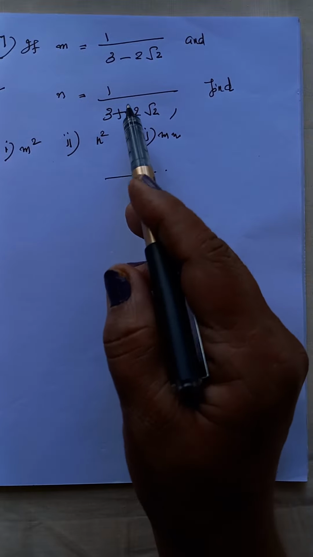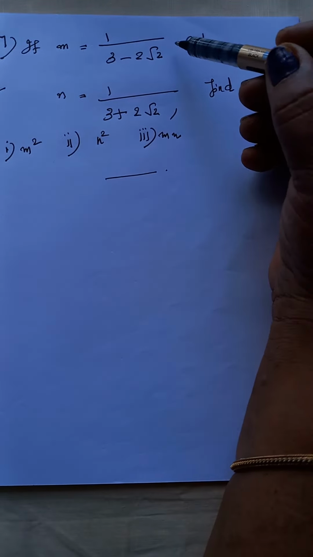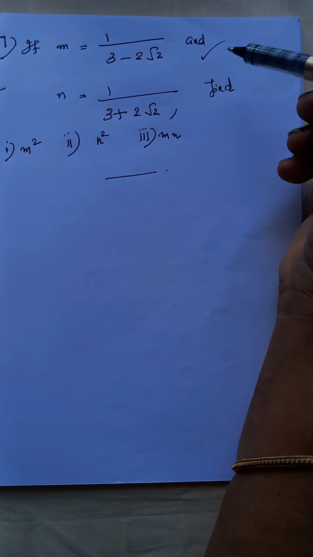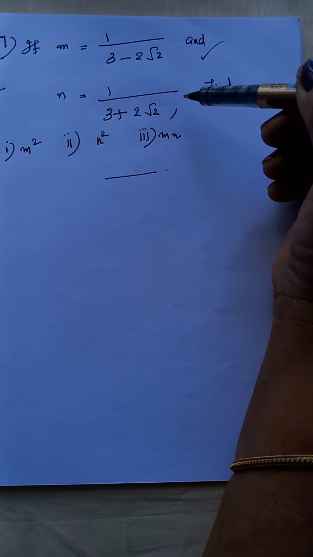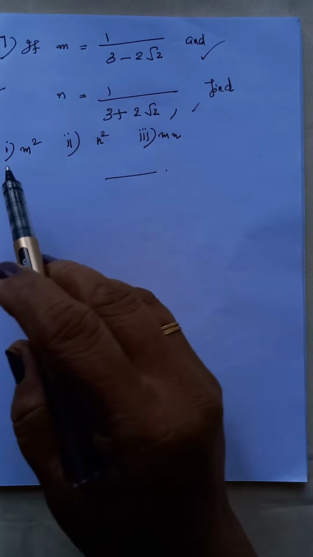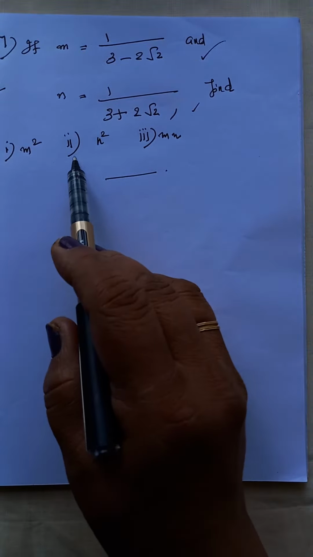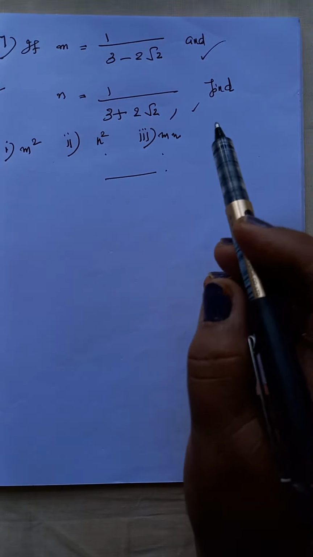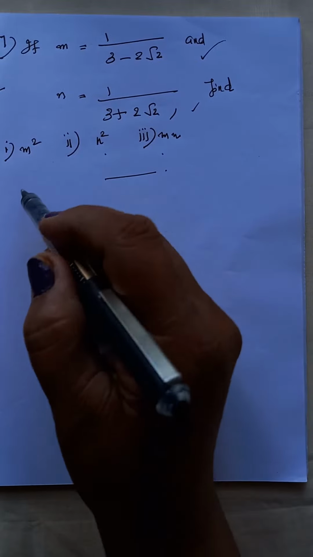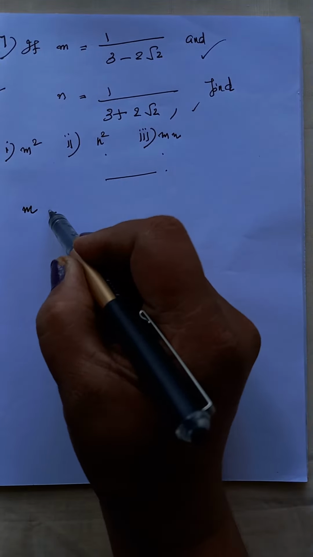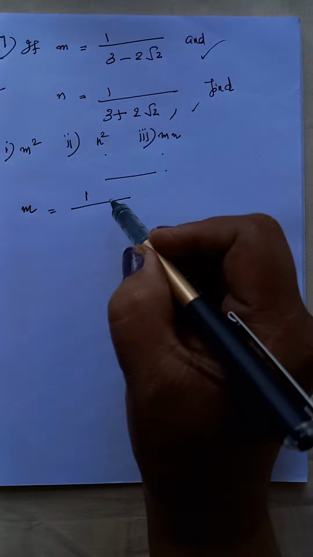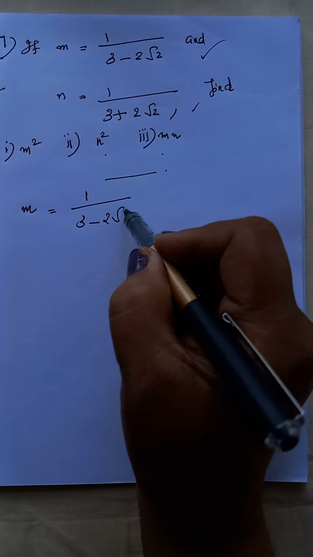Now, the seventh question is: if m is equal to 1 by 3 minus 2 root 2 and n is equal to 1 by 3 plus 2 root 2, find the value of m square, n square, and m into n. So, m is equal to 1 by 3 minus 2 root 2.